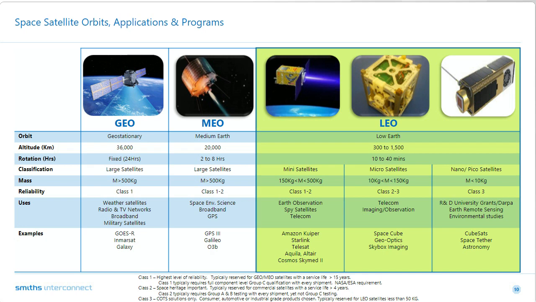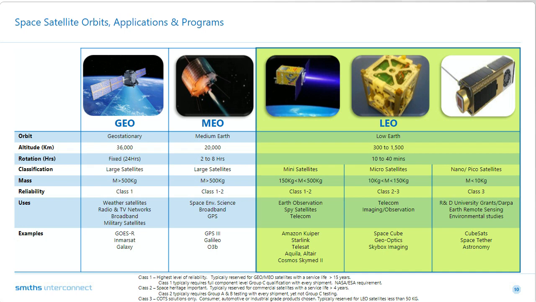They are deployed in a low Earth orbit and range in altitude from 300 kilometers to 1,500 kilometers. With this category, we have a multitude of different types of satellites, ranging from mini satellites to microsatellites, and finally pico and nano satellites. The mass of these satellites ranges anywhere from 500 down to 10 kilograms. The LEO satellites can range in reliability ratings from Class 1 to Class 3, depending on the program and application.